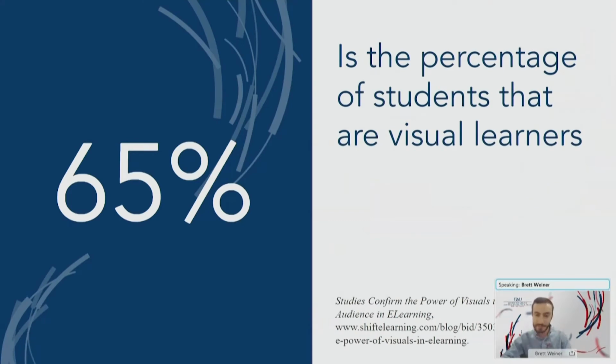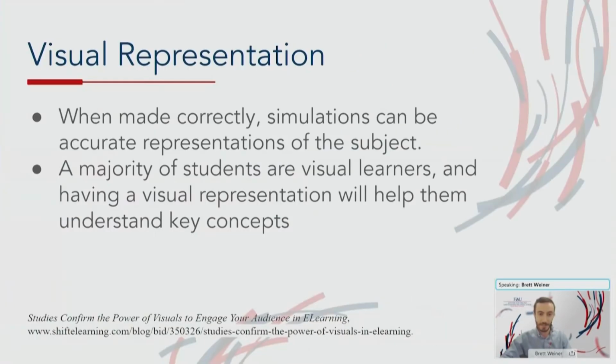So according to the study, 65% of students are visual learners, and that's going to tie into the visual representation aspect. Of course, when made correctly, simulations can be accurate representations of the subject. That goes back to the Slido as well. There were quite a few mentions of realism and representation, and visuals as well. Since the majority of students are visual learners, having visual representation will help them understand key concepts.